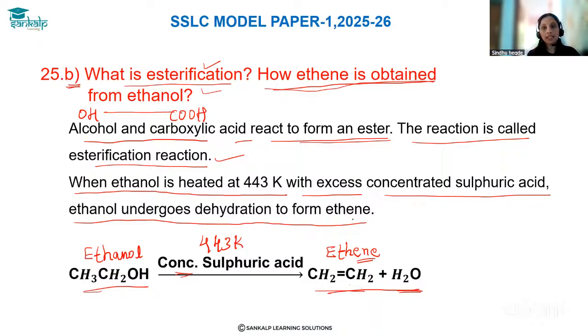How to obtain ethene from ethanol? First, ethanol is heated at 443 Kelvin in the presence of concentrated sulfuric acid. Then it gives ethene. Then water is released. This is the process.